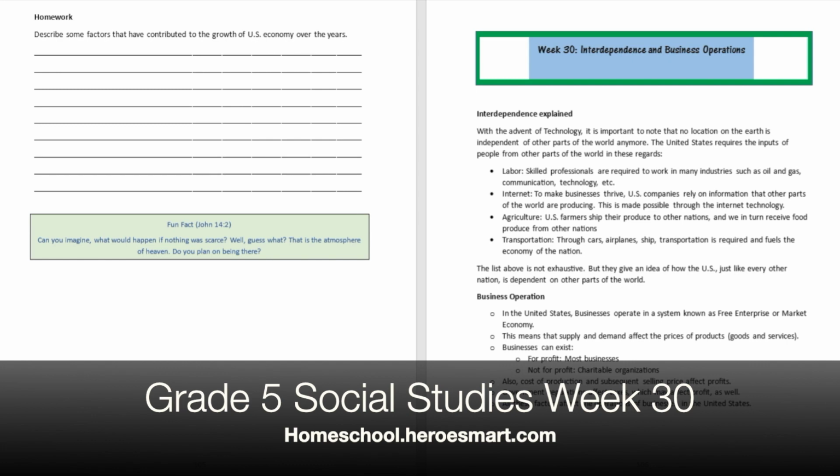This is 5th grade social studies, week number 30. We're going to be talking about interdependence and business operations in the United States. So when we're talking about interdependence, we're talking about how the United States is going to be dependent on other nations all around the world, and how other nations around the world will be dependent on the United States. Well, what do we mean by that?